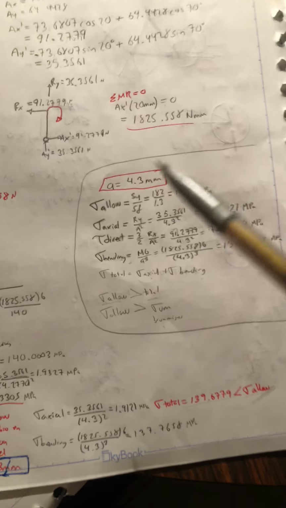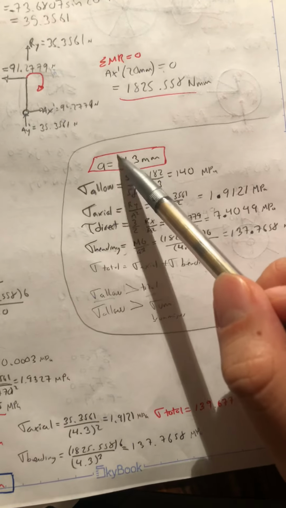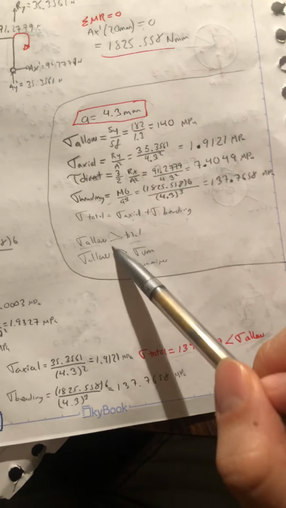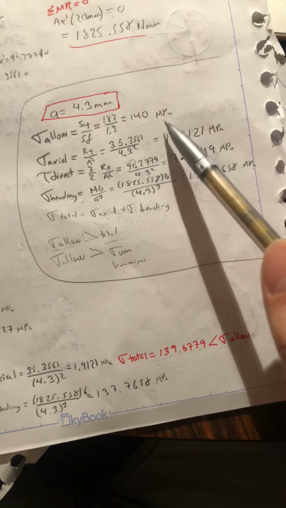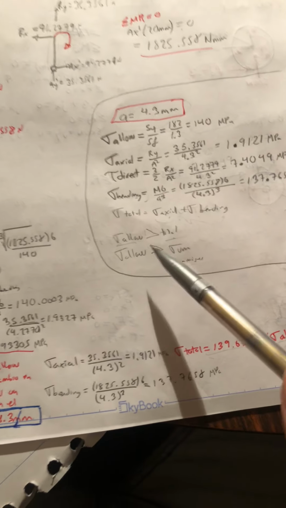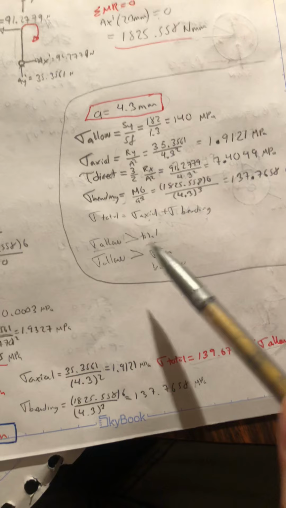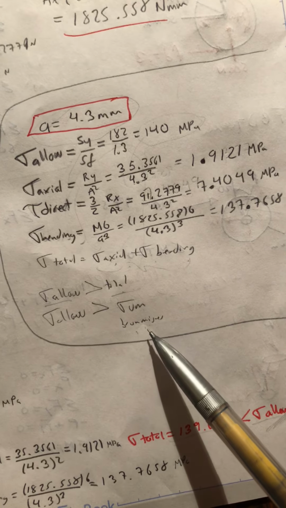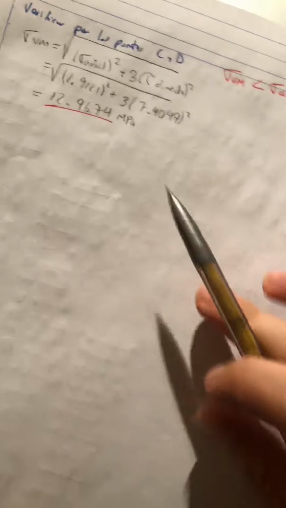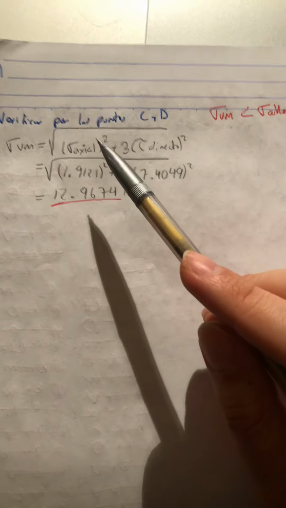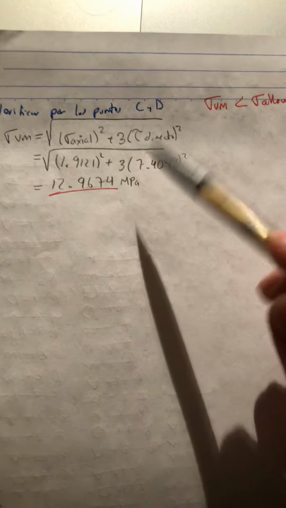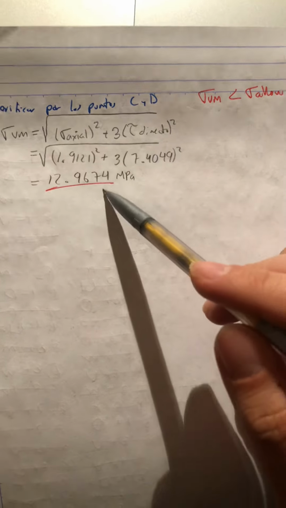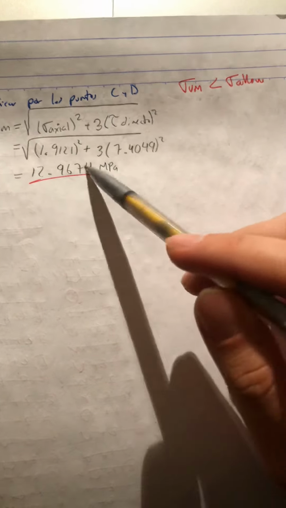After that, we will use the new area to solve all the equations, all the moments. And after we realize this is good, we will also have to verify by the von Mises criterion. So to verify it, you have to square the axial stress and square the shear stress. We take the square root and we realize this is much smaller than the allowable shear stress.